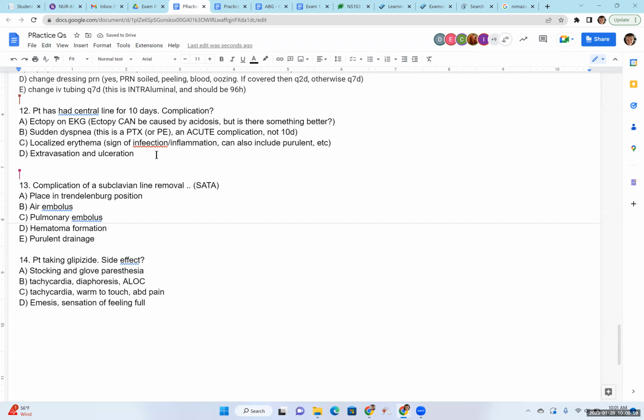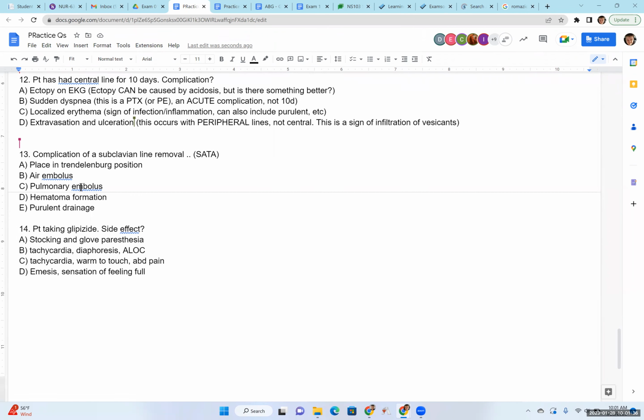And then extravasation and ulceration. Central lines are given to avoid that, right? This occurs with peripheral lines, not central. And this is a sign of extravasation. So it could easily say a patient has a peripheral line and they're getting this medication, right? What could be a symptom? Not pneumothorax, that doesn't happen with a peripheral IV, right?